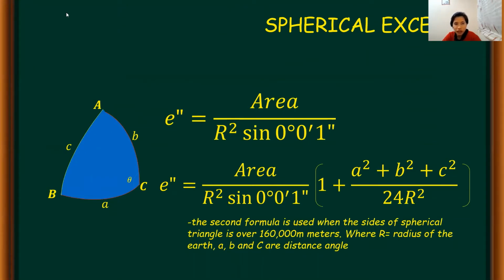So another formula to compute the spherical excess, if hindi given yung value ng included angle A, B, and C, then you cannot compute the value of the spherical excess. But if the given is the radius, we can compute the spherical excess by this formula. We have the area ng triangle over r squared. This is the area. And sine 0 degrees, 0 minutes, and 1 second. So this 0 degrees, 0 minutes, 1 second is a constant value to be multiplied.